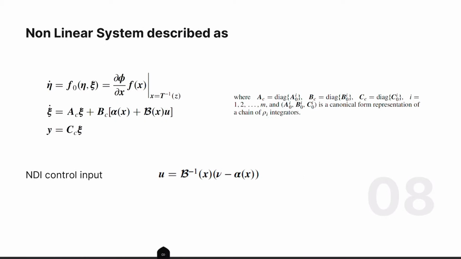So our nonlinear system is described using these equations, and our NDI control input is u equal to beta inverse times (v minus alpha x). However, the NDI linearization is based on the exact mathematical cancellation of the nonlinear terms alpha x and beta x. That is almost impossible in practice due to model simplifications, computational errors, and external disturbances. In this case, we need a different way to get good equations. So INDI comes in to reduce the model dependency.